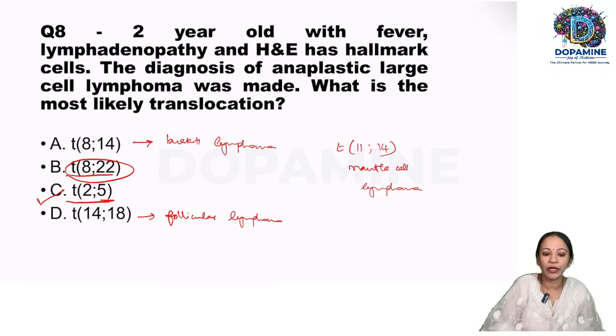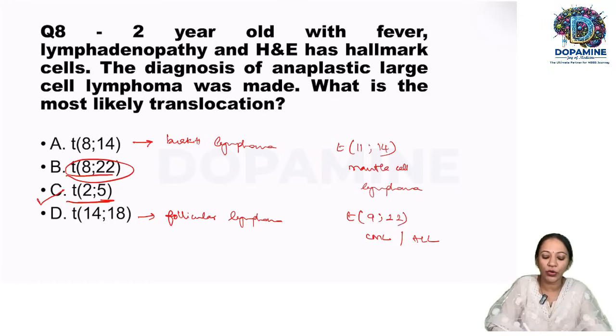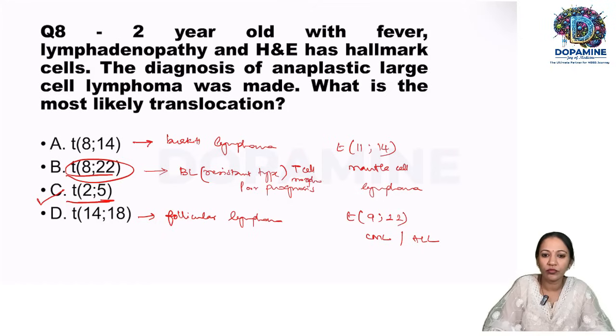Something to do with 8;22, we have the 9;22 translocation, which all of you are aware of, which is the Philadelphia chromosome seen in CML and some types of ALL. This 8;22, a number less than this, so the 8;22 translocation is seen in the resistant type of Burkitt lymphoma. The prognosis is poor. The poor prognosis Burkitt lymphoma will have this translocation, where the tumor cells will have T cell morphology. So that is this 8;22 translocation.